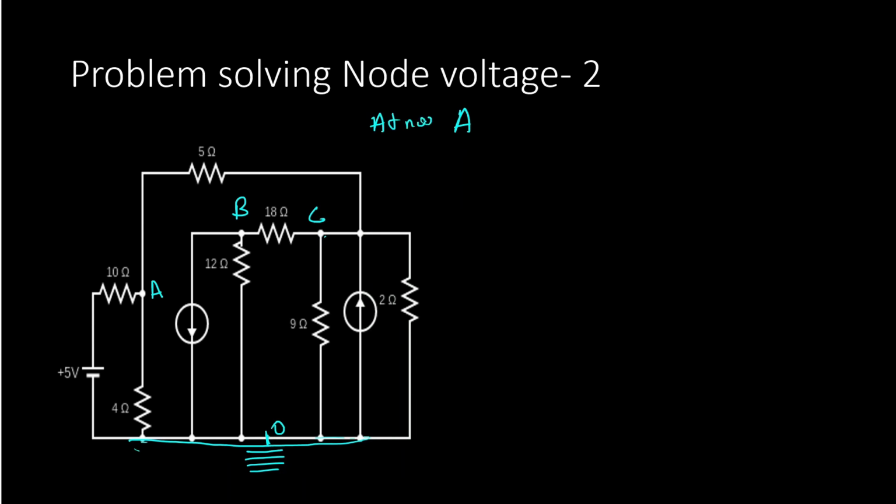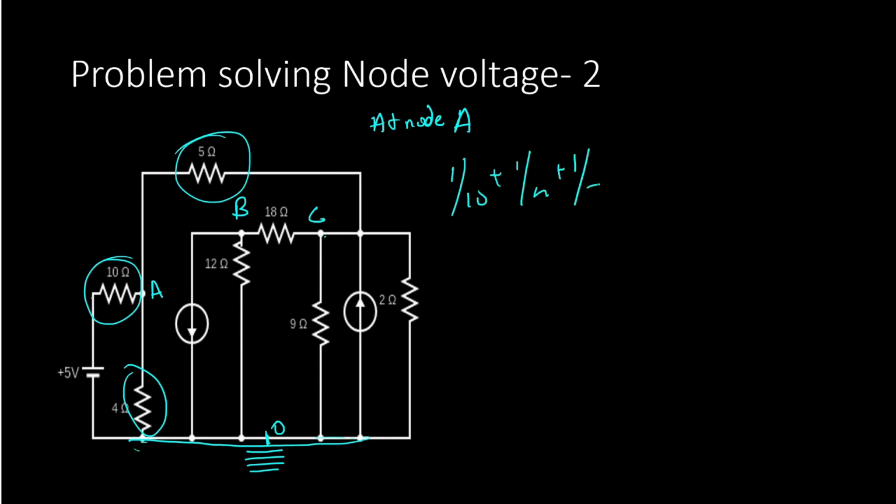At node A, what are the connections? We have a 10 ohm connection, a 10 ohm connection, a 4 ohm connection, and a 5 ohm connection. So (1 by 10 plus 1 by 4 plus 1 by 5) VA. We have a connection between A and C because these two are at the same potential. This is also C. We have a connection between A and C, so we subtract that.